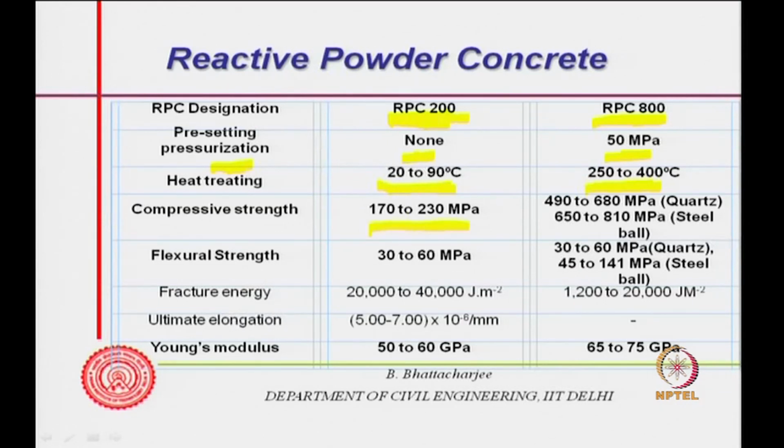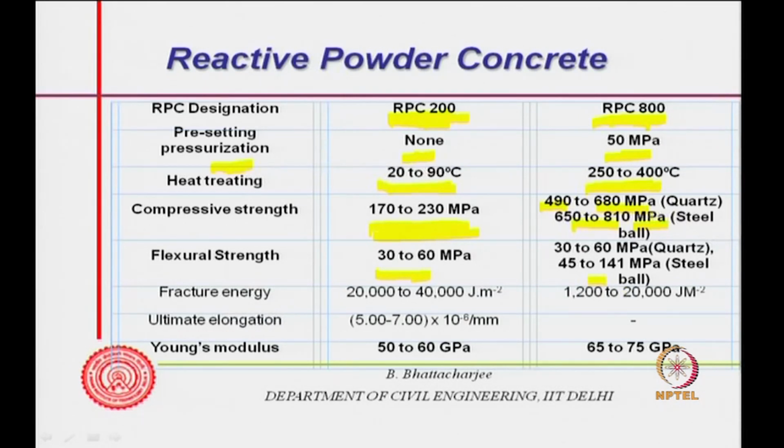Obviously, the name suggests 200 grade. So, 170 to 230 MPa. This one is 490 to 600 MPa using quartz, all right. If you are using quartz 0.6 mm down, and if it is steel balls or steel powders, then you can get as high a strength as 800 MPa or 810 MPa. So, that is why the grade name is 800, right, and flexural strength 30 to 60 for quartz and 45 to 141 for steel.